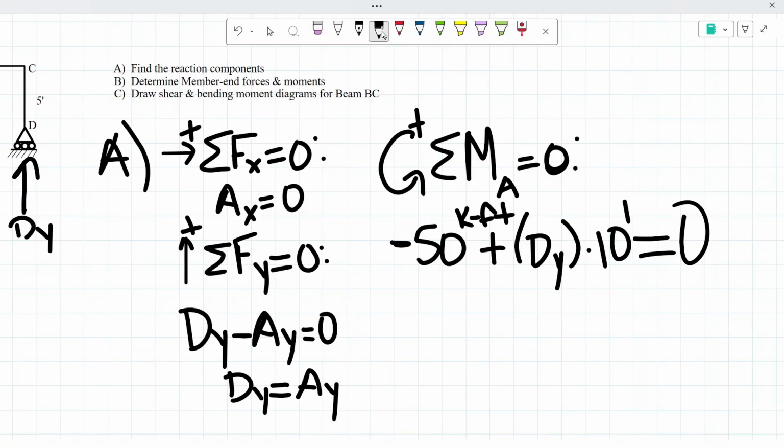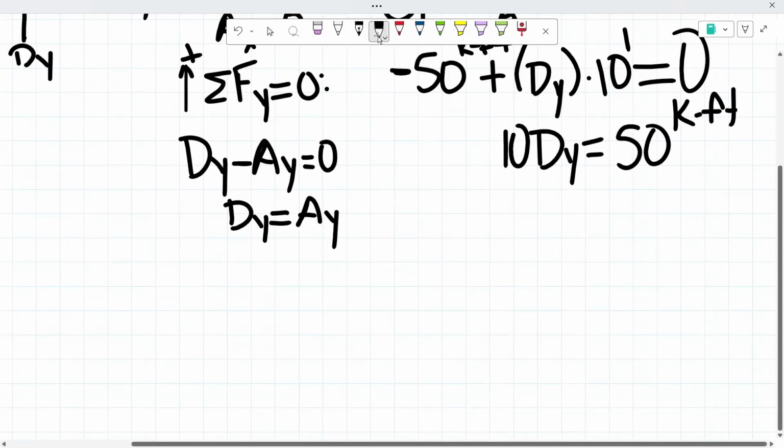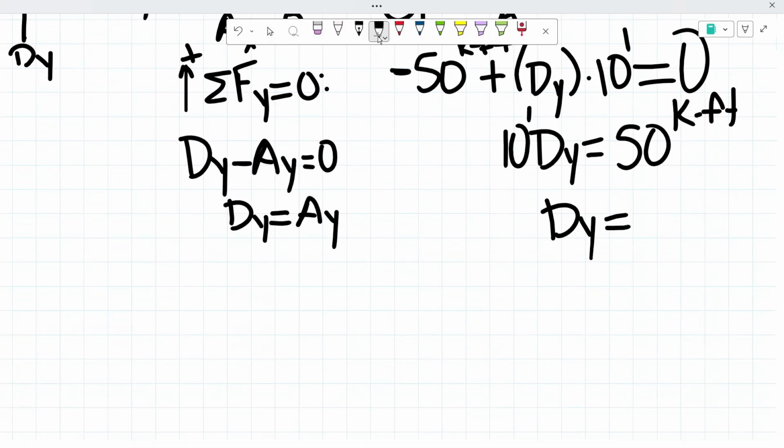And we know that has to equal 0. So if we were to move over the negative 50 kip feet to the other side, we have 10 D of y is equal to positive 50 kip feet. From there, if we were to solve for D of y, we know that D of y is equal to 5 kips. And remember, we assumed that D of y was going upwards, so this is 5 kips going upwards. And since that turned out to be a positive number, that means we assumed correctly.